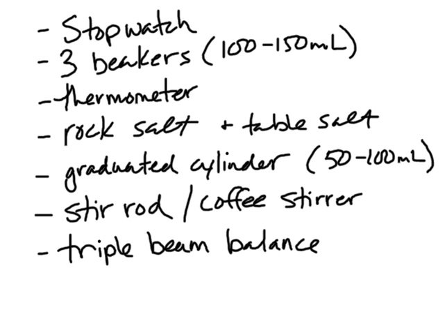Now, for this procedure, these are the materials that you'll be using. Stopwatch, you'll have 300 to 150 milliliter beakers, a thermometer, which will actually be in a water bath. So you'll have some water baths set throughout the room. They'll already be in there, so you're not really using the thermometer, more as just reading the temperatures. And then rock salt and table salt. You'll have a graduated cylinder, 50 to 100 milliliters, and then you'll also have a stir rod or coffee stir, either one. And then lastly, you'll have a triple beam balance.